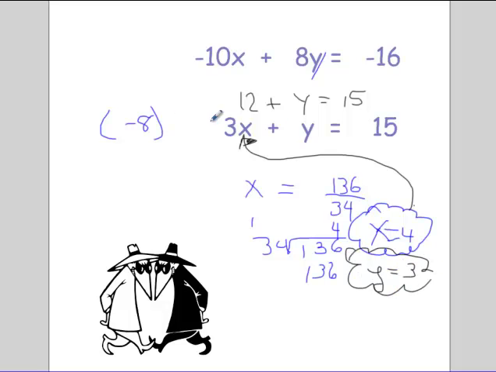All right, now we've already checked this equation. Let's plug everything into the top equation. Negative 40, I'm going to plug in 4 for x, plus 24, is that equal to negative 16? The answer is yes. So I've got my answer, the point (4, 3).